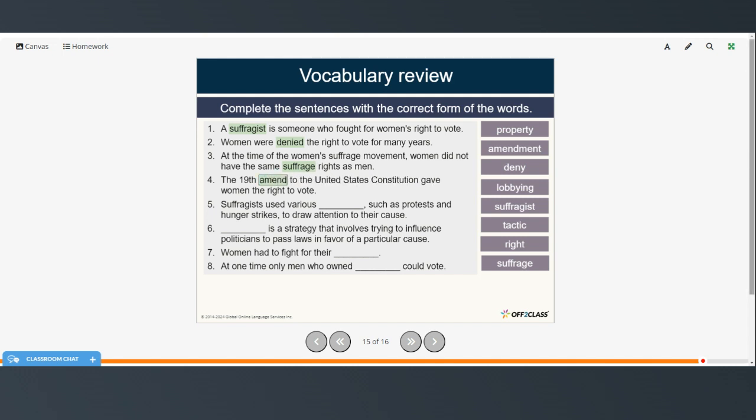The 19th Amendment to the United States Constitution gave women the right to vote. Suffragists used various tactics, such as protests and hunger strikes, to draw attention to their cause. Lobbying is a strategy that involves trying to influence politicians to pass laws in favor of a particular cause. Women had to fight for their rights. And at one time, only men who owned property could vote.